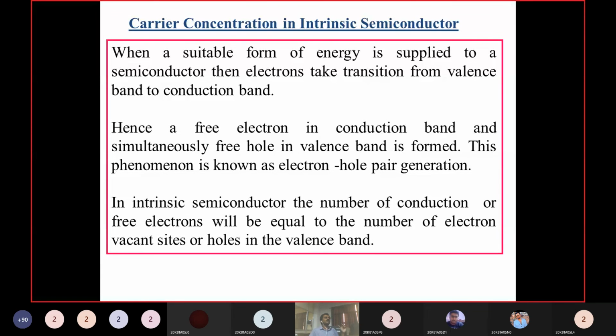What is the reason? If an electron jumps, holes will be formed. The number of electrons that jump to the conduction band is equal to the number of vacant sites. That means both are equal in the case of an intrinsic semiconductor. That's why the number of electrons in the conduction band is equal to the number of holes in the valency band.